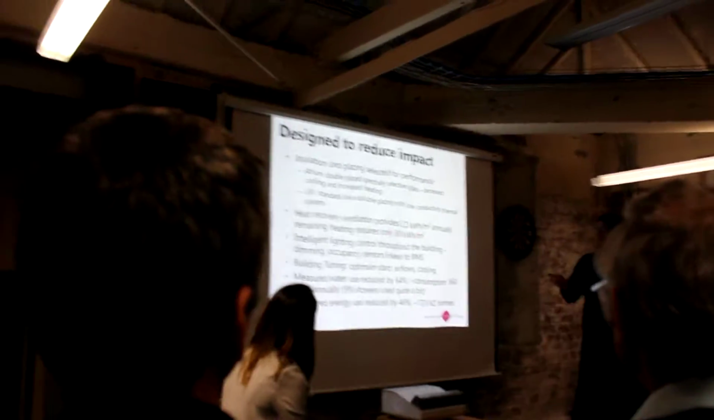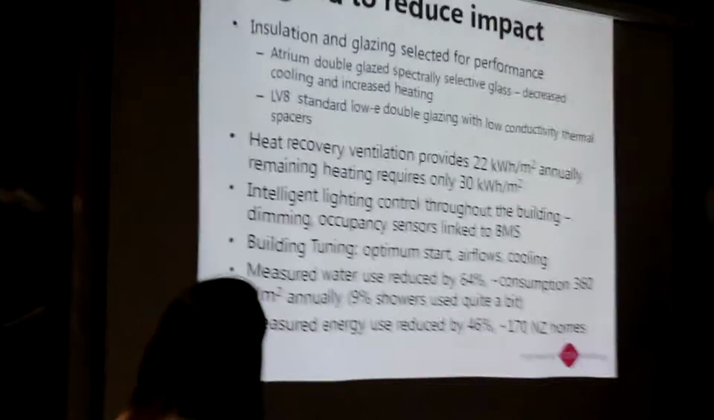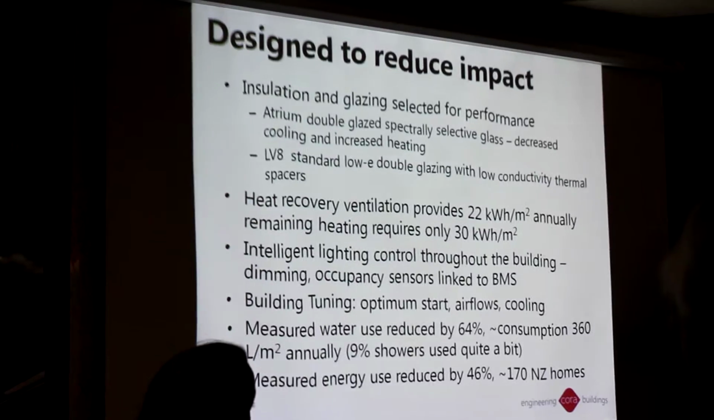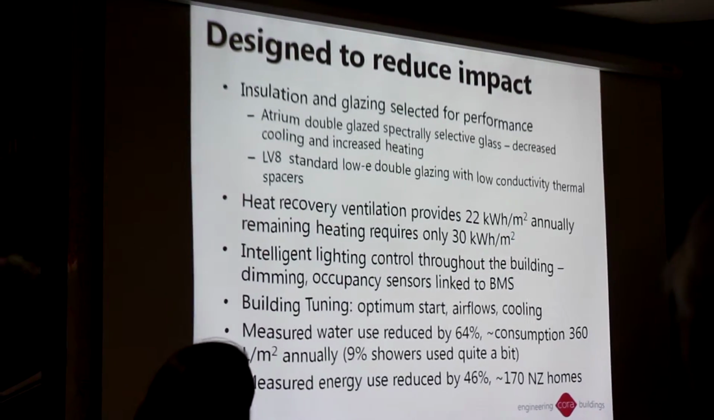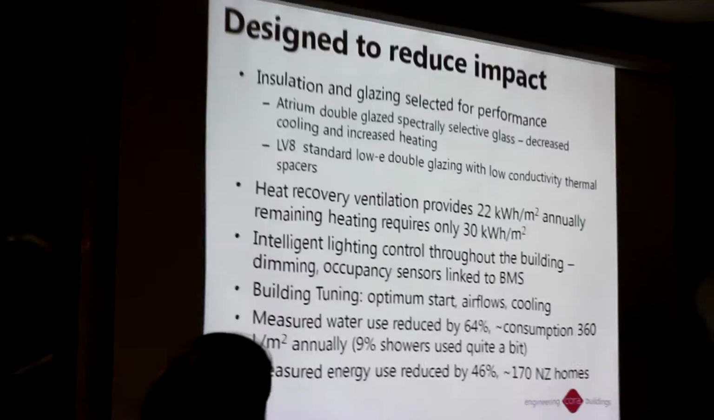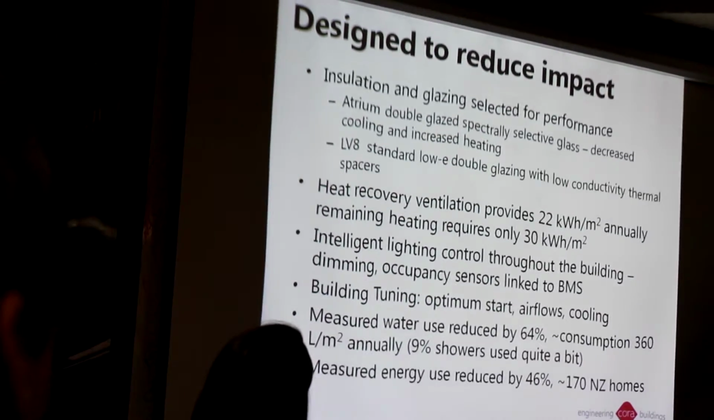Heat recovered ventilation. This building puts 31 cubic meters a second of air into it. It's a big building, so that's a large amount of air. We'll talk about that in a minute for indoor environment control. But that 31 cubic meters a second of air goes in through a heat recovered ventilation system. So outgoing air goes through a heat recovery wheel and preheats the incoming air.